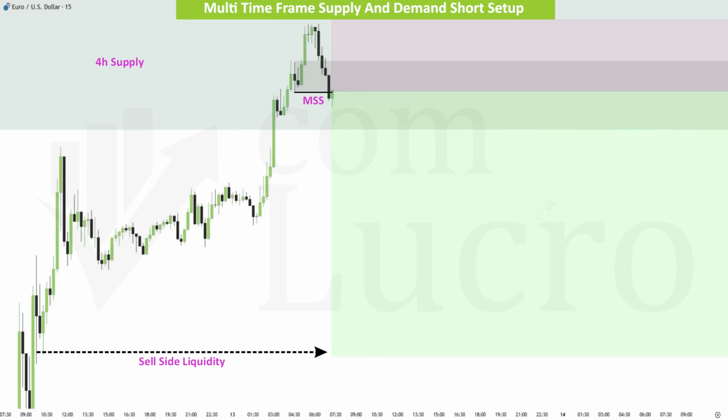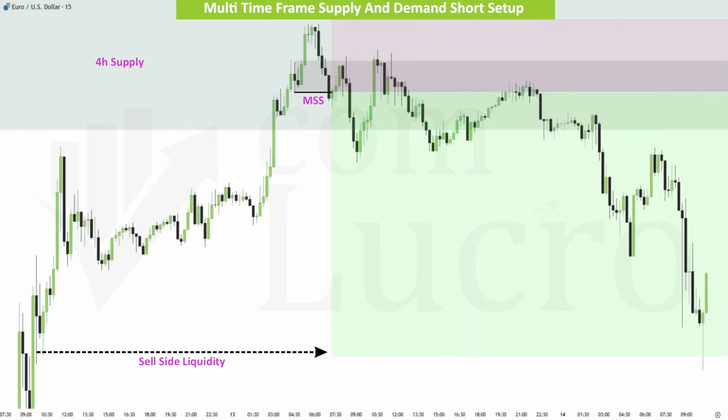Now let us continue playing the chart and observe how the trade develops. As shown, the order was activated. After a short drawdown, price reversed direction, moved lower, and ultimately reached the take profit level, exactly as anticipated.